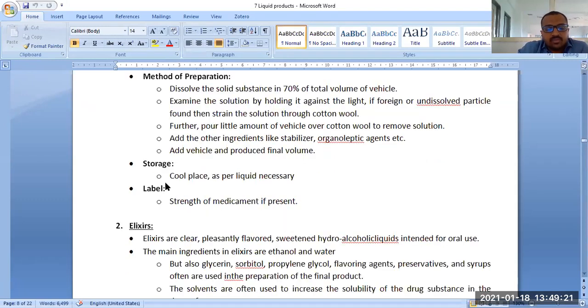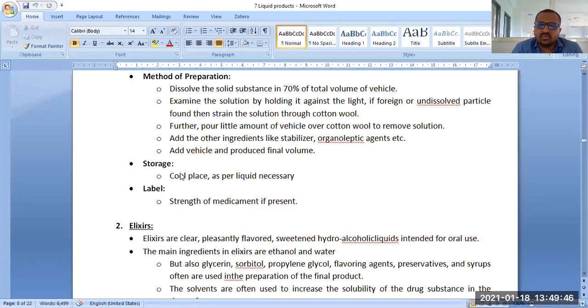Solution बनाने के लिए common preparation थी. Storage: cool place as per the liquid necessary. देखो ये हर एक में common नहीं होगा, it depends on the vehicle you have to use, ingredient you have to use, API you have to use. Okay, so storage is different as per the requirement of your API, as per the condition of your vehicle.